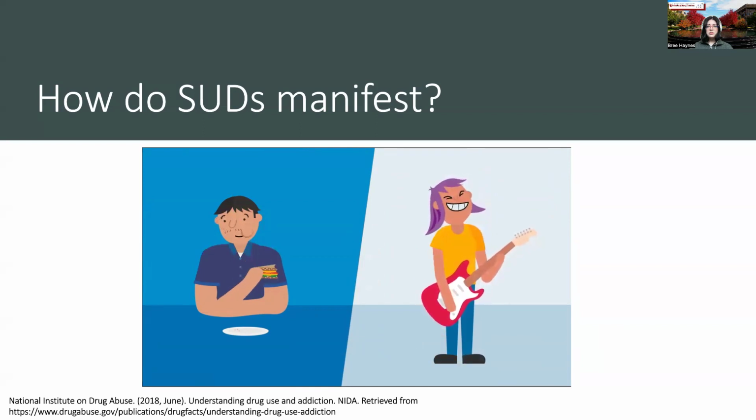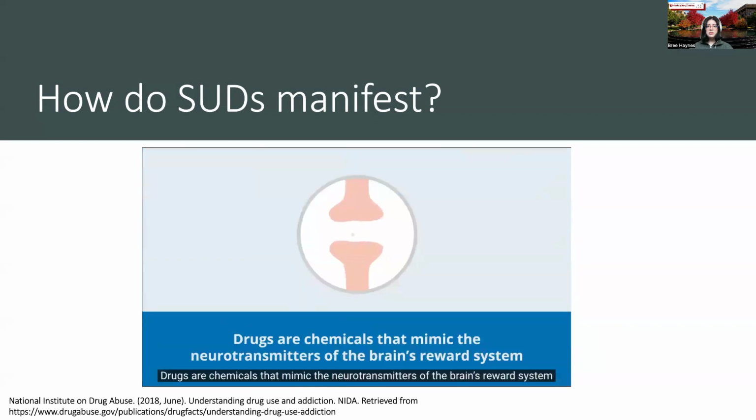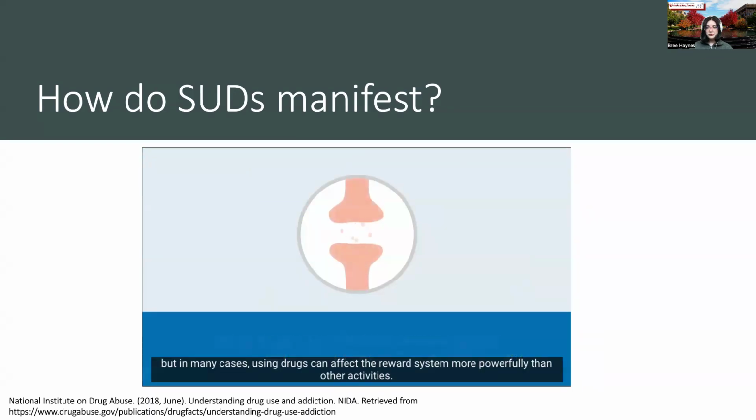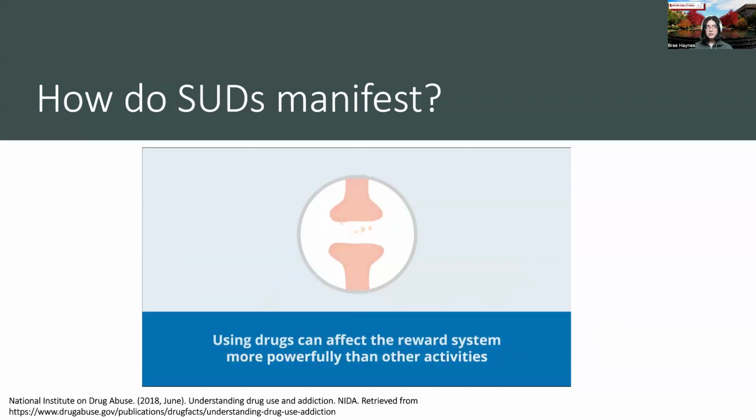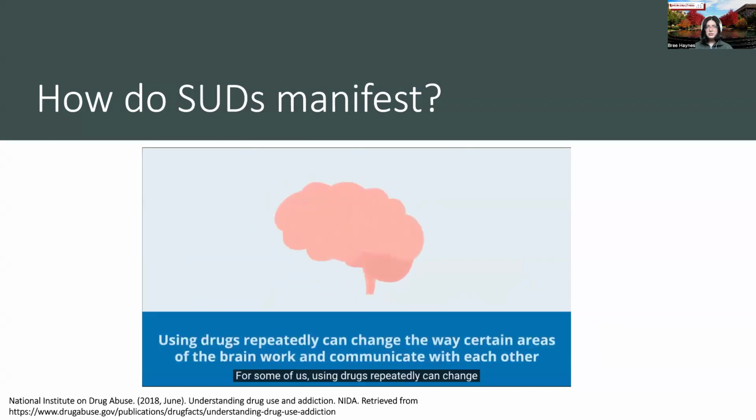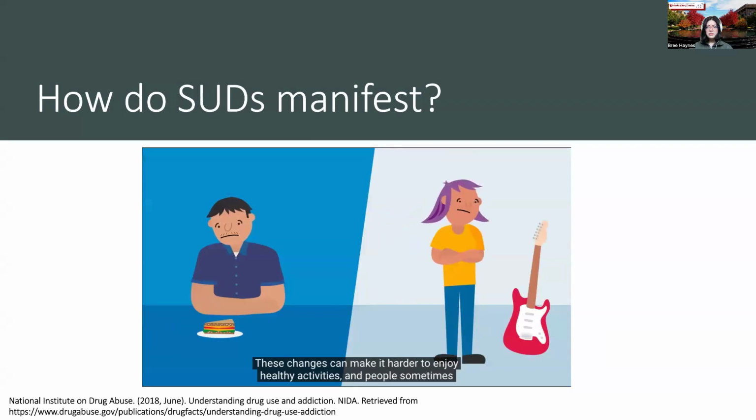Drugs are chemicals that mimic the neurotransmitters of the brain's reward system, but in many cases, use of drugs can affect the reward system more powerfully than other activities. For some of us, using drugs repeatedly can change the way certain areas of the brain work and communicate with each other. These changes can make it harder to enjoy healthy activities, and people sometimes start to use drugs to feel more okay.